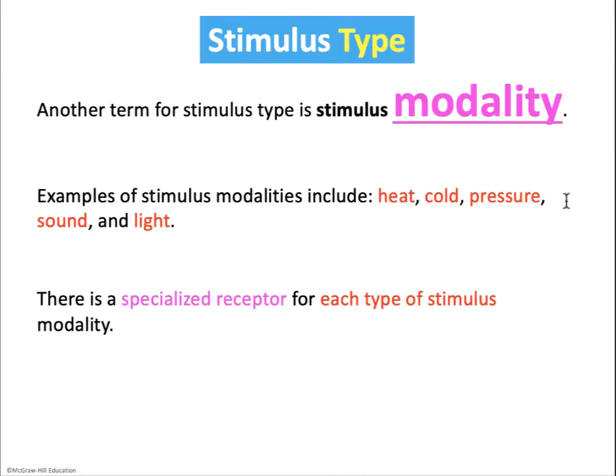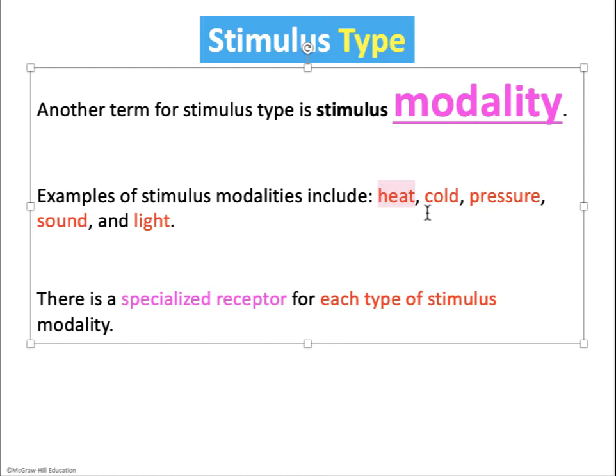The modality of a stimulus is simply the type of energy that it carries. So we have examples of heat energy. We have examples of cold energy. We have examples of pressure waves. We have sound, and we have light. These are the most common modalities that the body can detect. The various receptors that have evolved have become specialized to detect a particular type of modality. The receptors are no more than specialized skin cells in most cases.